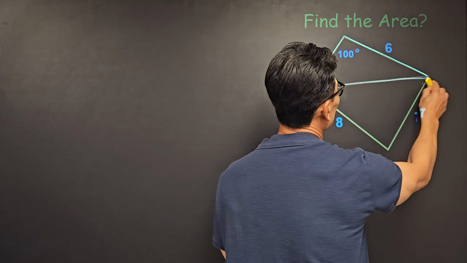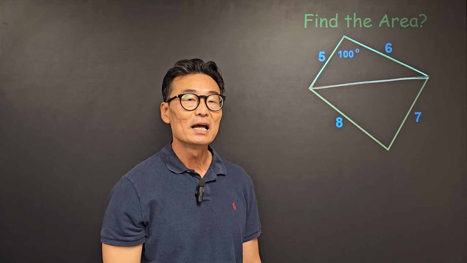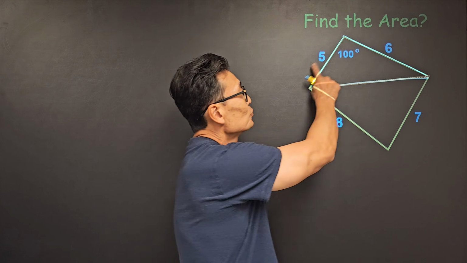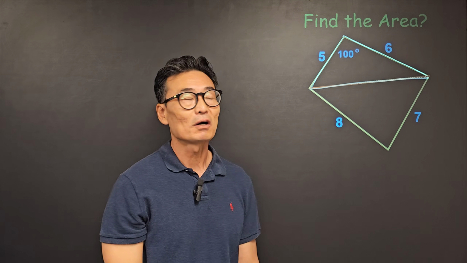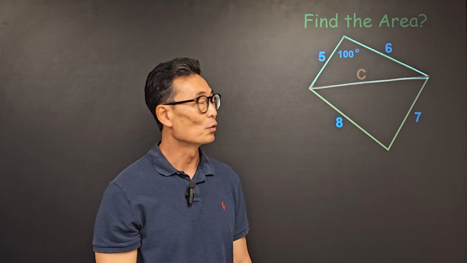And we'll start by finding the area of the triangle on the top. In order to do that, I need to know all 3 sides. We know 2 of the sides, but the third side we don't know. So we'll go ahead and call it C. And let's go ahead and find the value of C, and then we'll go from there.